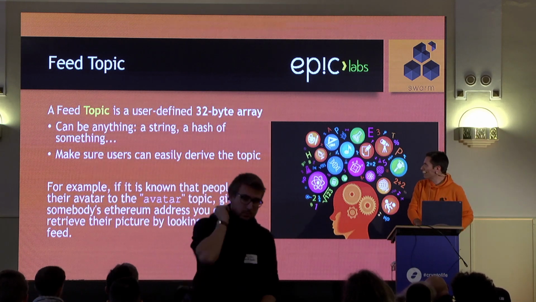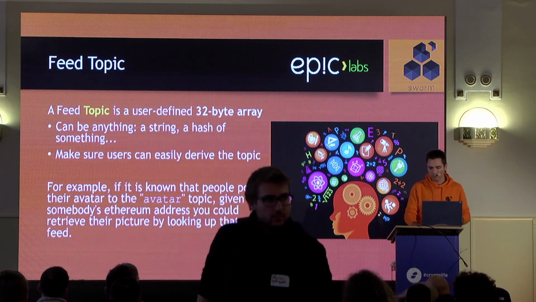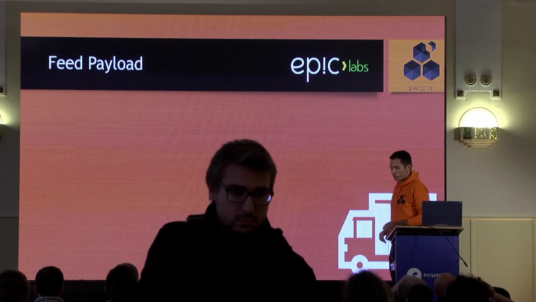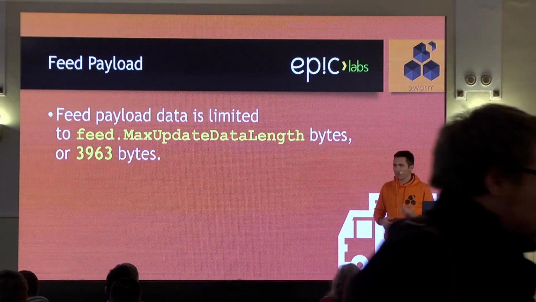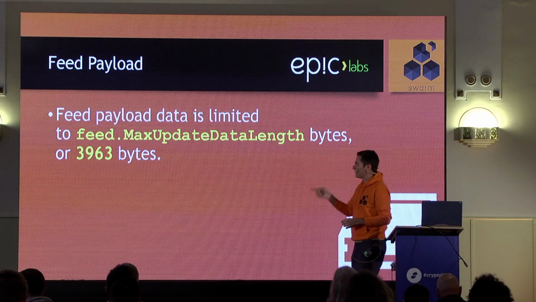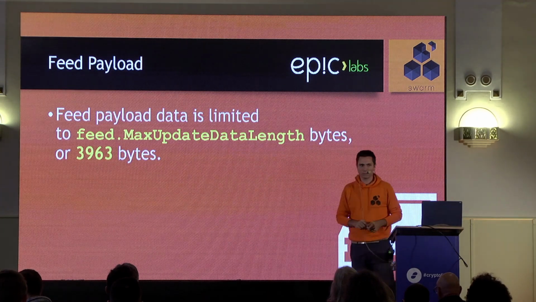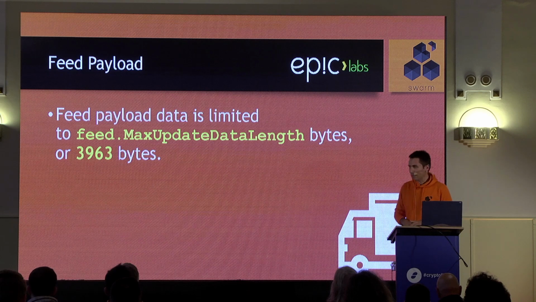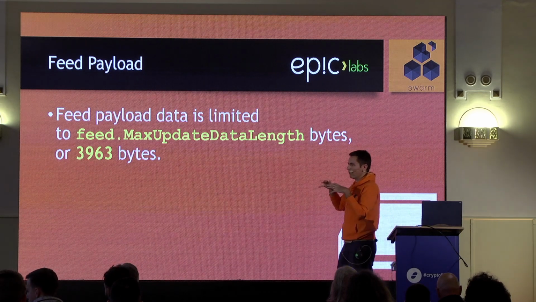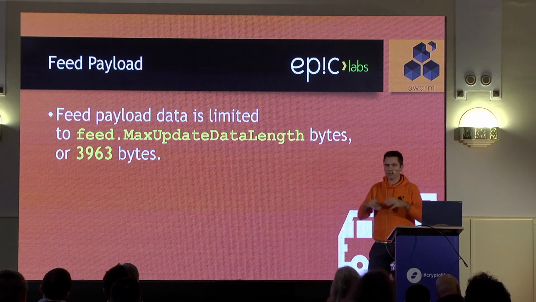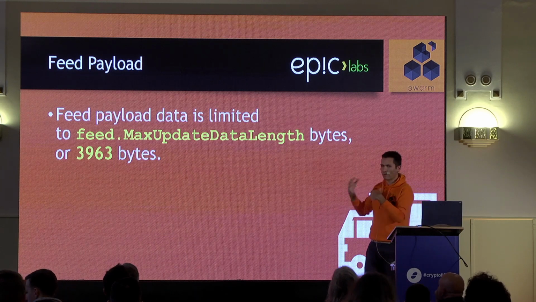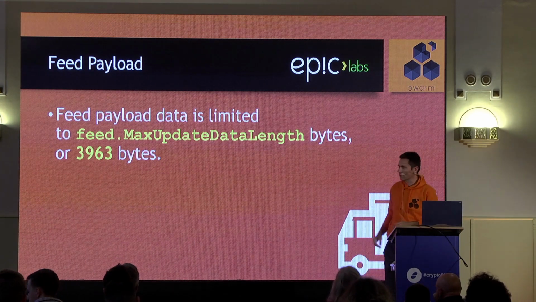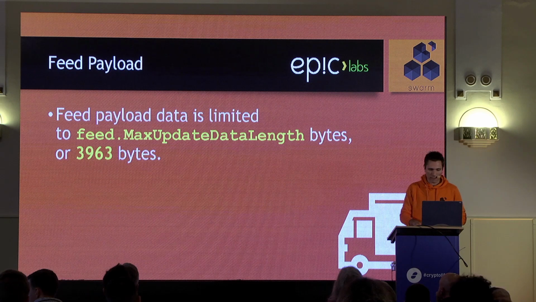Okay, let's talk about the feed payload. What are the things that you can put on a feed? A feed payload is limited to 3,963 bytes. There's a constant in the code that will give you that value. That's because a feed is just a Swarm chunk, which is 4K, and then we have to add some headers and stuff, so that leaves it at 3,963 bytes.